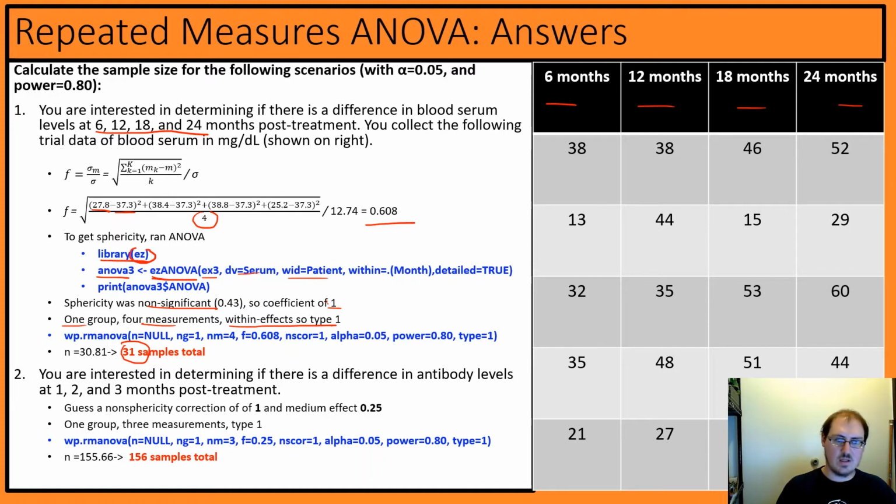With that in mind, let's look at our second one, where there's a difference between 3 different months post-treatment. We're given no other information, so I'm going to just guess that it's non-significant, so a non-sphericity correction of 1, and then a medium effect. 3 measurements, type 1, plug that all in to get 156 samples total.